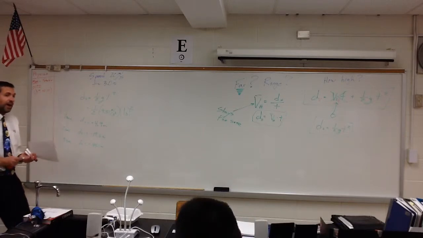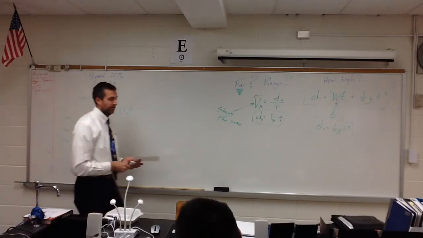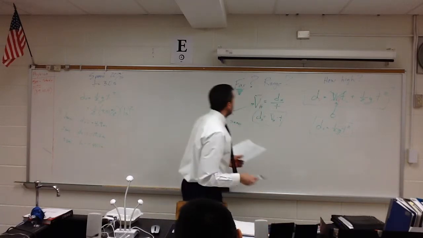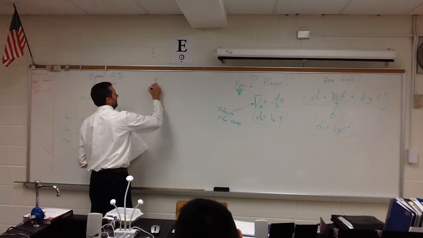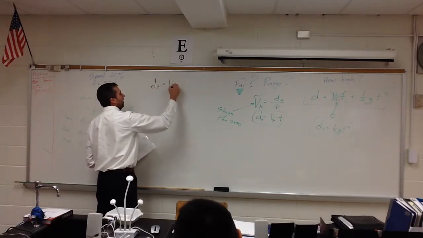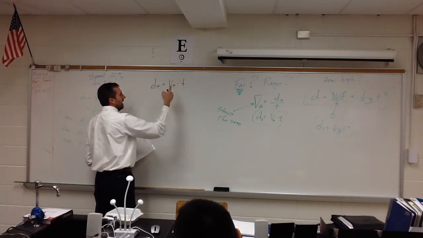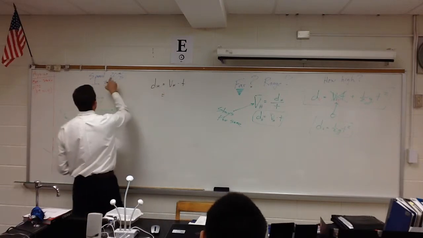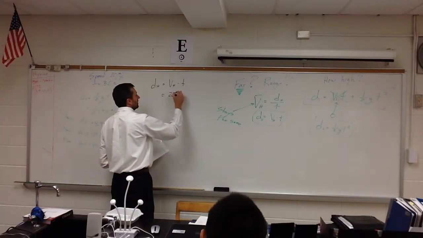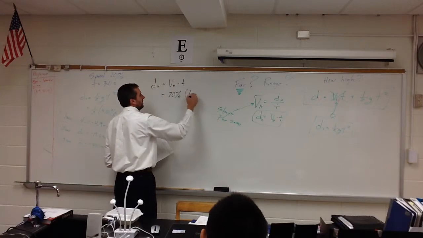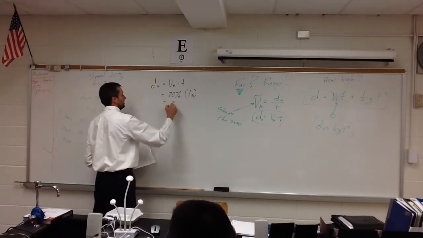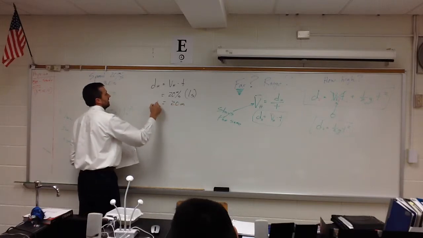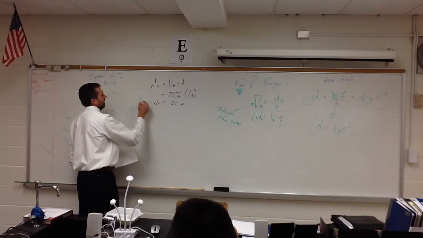Well, I also want to know how far did it go outward? How far did it go outward? So that's the range, that's this. So you say, okay, how far did it go? It would be how fast it left, 20, times the time, 1 second. So after 1 second, how far did you go? 20 meters, right? So this is after 1 second.